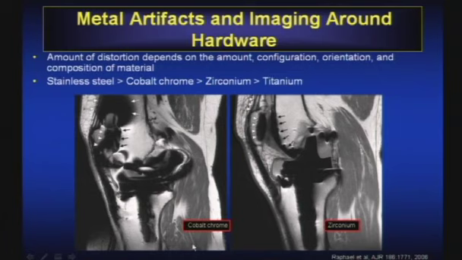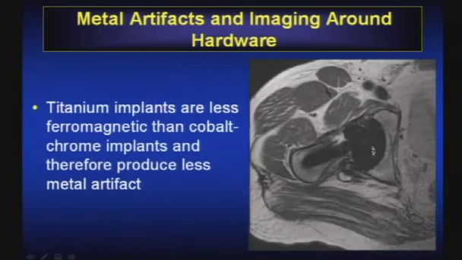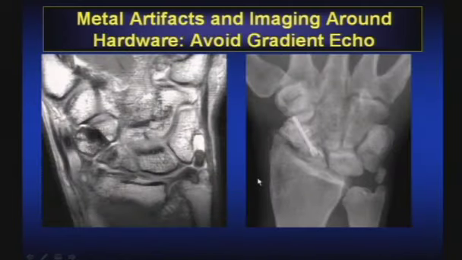Look at the difference in these two cases with cobalt chrome on the left and zirconium on the right. So pretty significant difference. These examples are taken from Raphael's article in AJR. Titanium implants are spectacular because they have so little surrounding artifact. And in this femoral resurfacing patient, you can see that we can even see that stem extending into the femur and the osseous configuration around it.